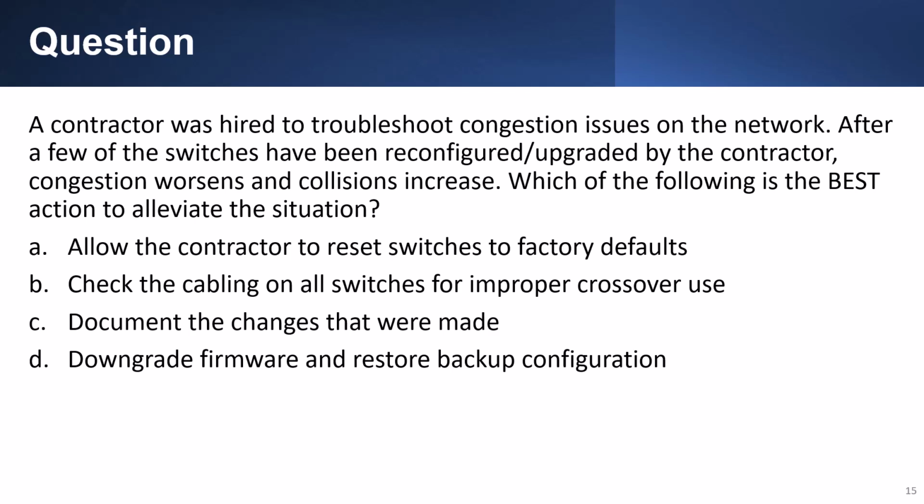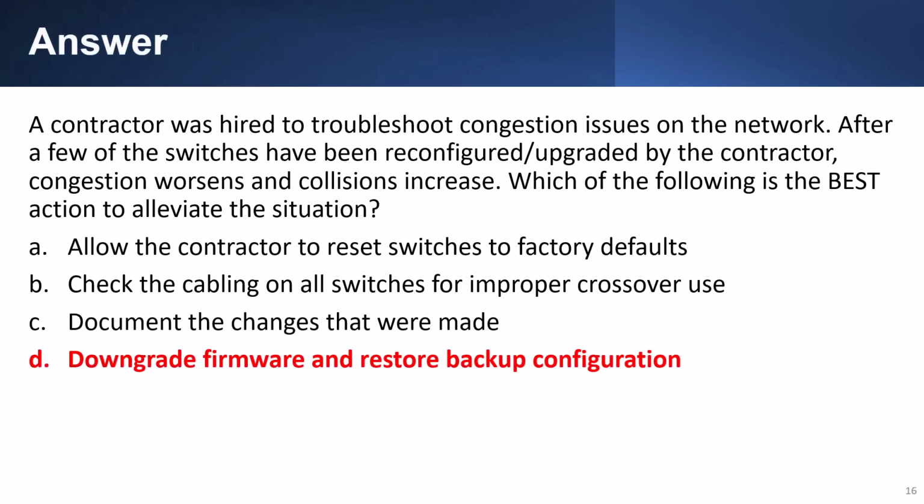Question: a contractor is hired to troubleshoot congestion issues on the network. After a few of the switches have been reconfigured and upgraded by the contractor, congestion worsens and collisions increase. Which of the following is the best action to alleviate the situation? Answer: downgrade the firmware and restore backup configuration.